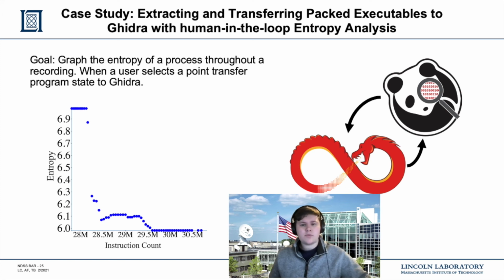In our example, we take a recording and measure the entropy when execution is in a given process throughout the recording. We graph entropy against time and allow the user to make a selection. In our example below, a user might pick something after the entropy has settled at 30 million instructions, or compare it to something at 28 million instructions to see how the unpacker generally works. After a selection has been made, we read all of memory and transfer it directly into a running Ghidra instance.